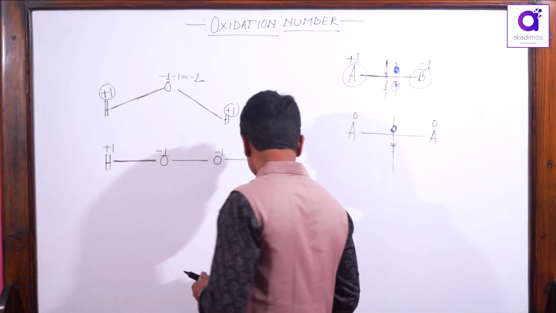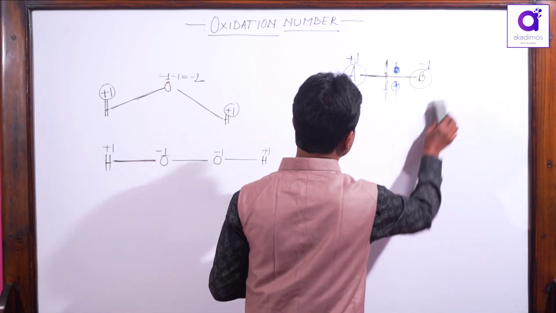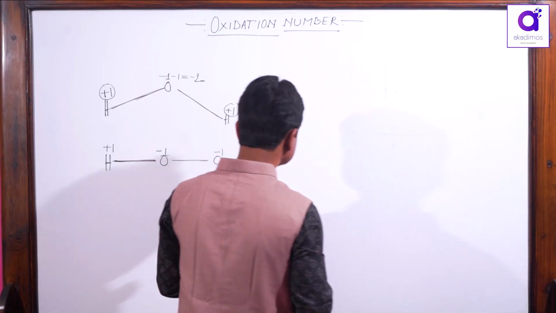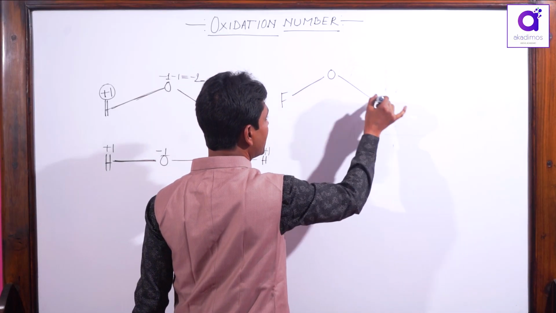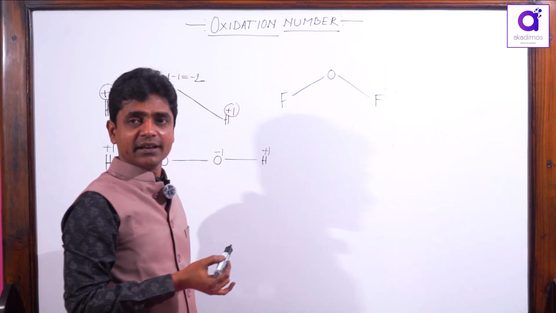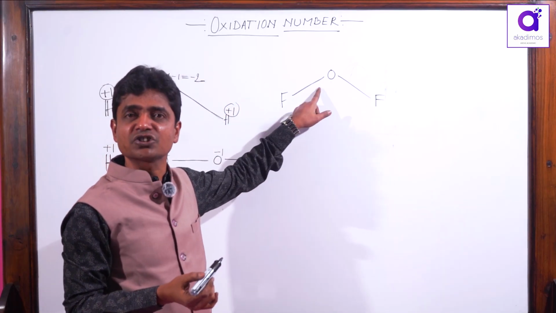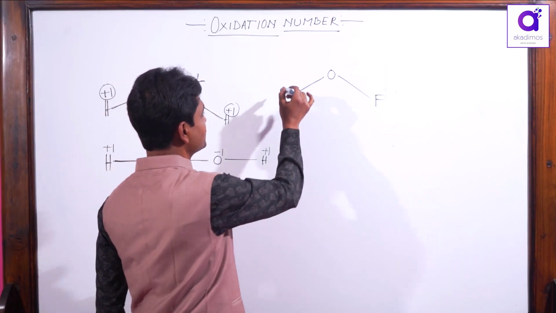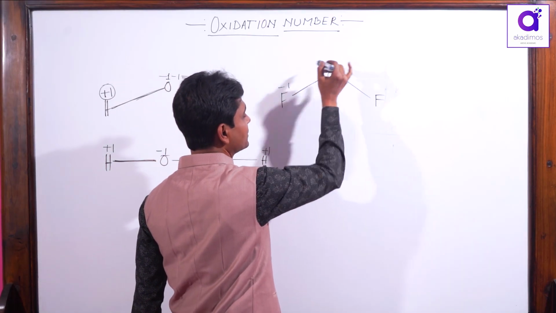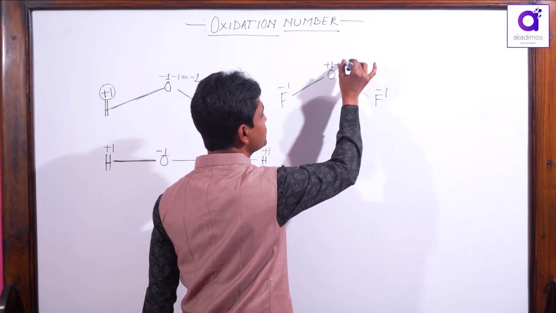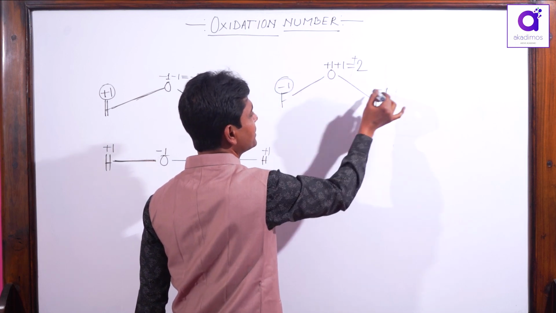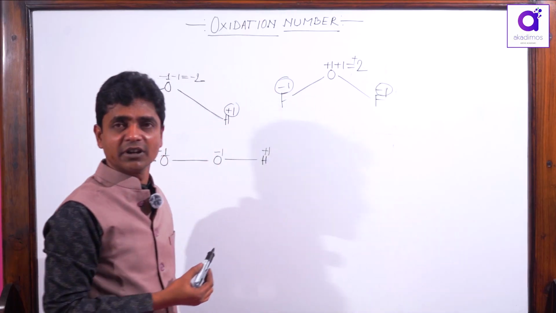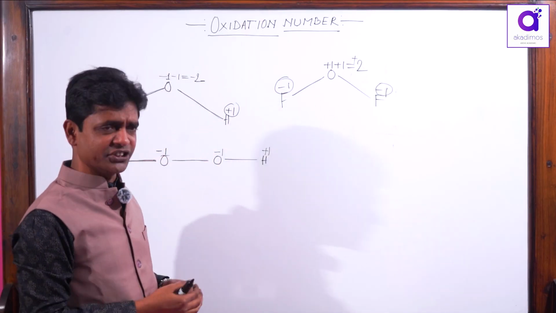If I take another molecule, for example F2O, fluorine oxide. You know fluorine is more electronegative than oxygen. That's why it is -1, and this is 0. This is -1, this is 0. That means here the oxidation state is +2, here -1, here -1. If you know the structure, you will get the oxidation number.